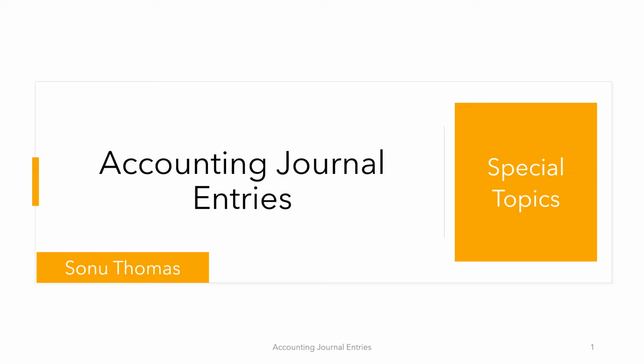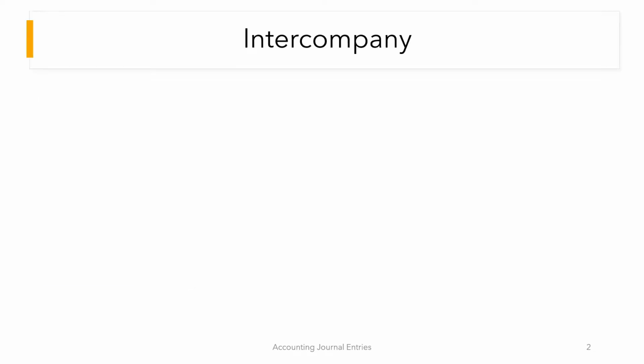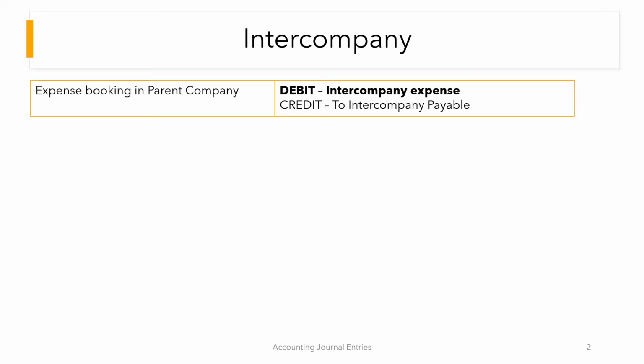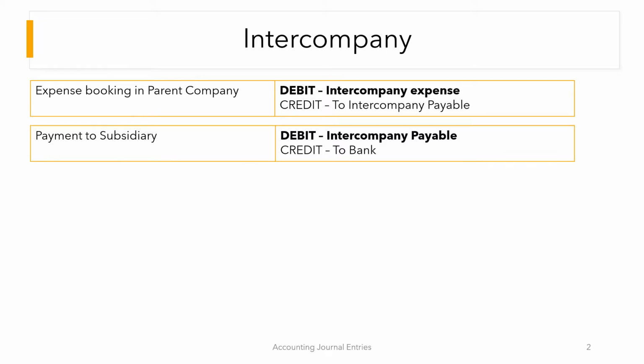So let's move on to accounting journal entries for some special topics. Let's quickly look at the accounting entries for intercompany. Expense booking in parent company: the entry would be to debit intercompany expense and credit intercompany payable. When a payment is made to subsidiary, you'll have to debit intercompany payable and the credit is to bank.